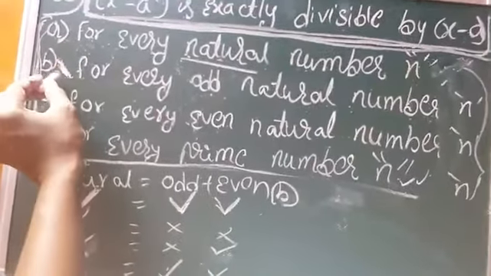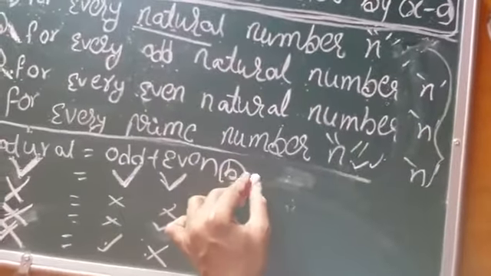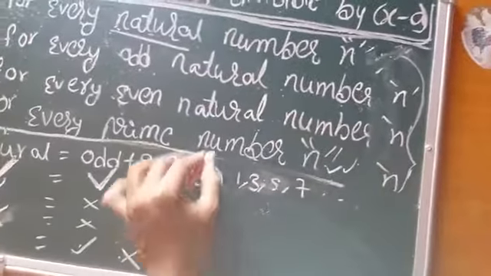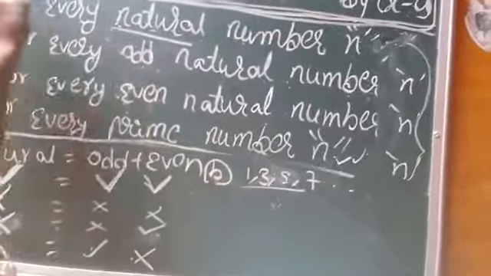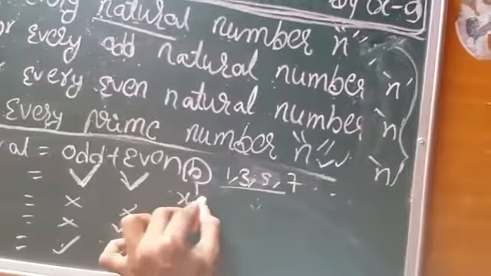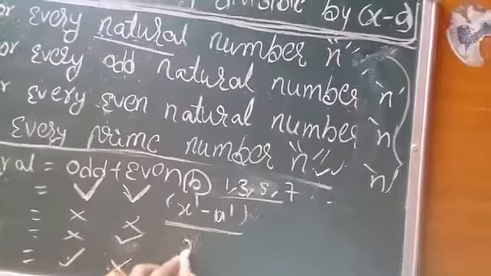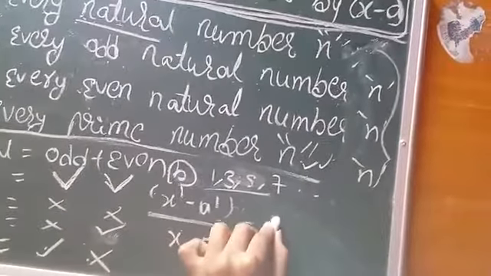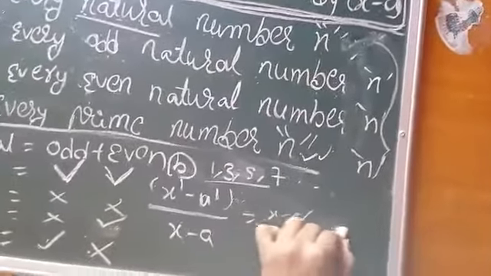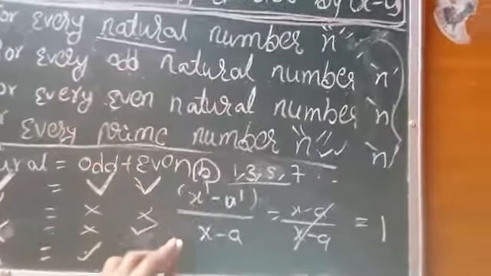So for that, let us check option B, for every odd natural number n, whether it satisfies or not. Odd numbers are what? 1, 3, 5, 7 and so on. Let us substitute one of these numbers in this given statement. If you substitute 1, that means x power 1 minus a power 1 divided by x minus a. That can be written as x minus a divided by x minus a, that is equal to 1. So it satisfies, that odd number is divisible.